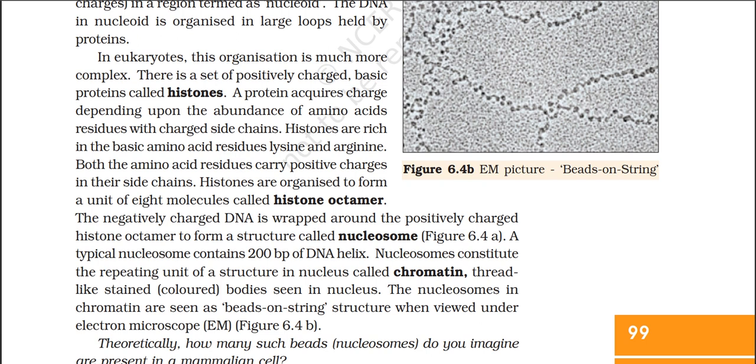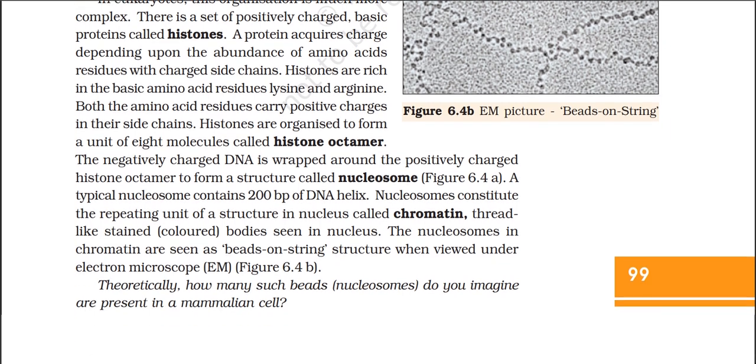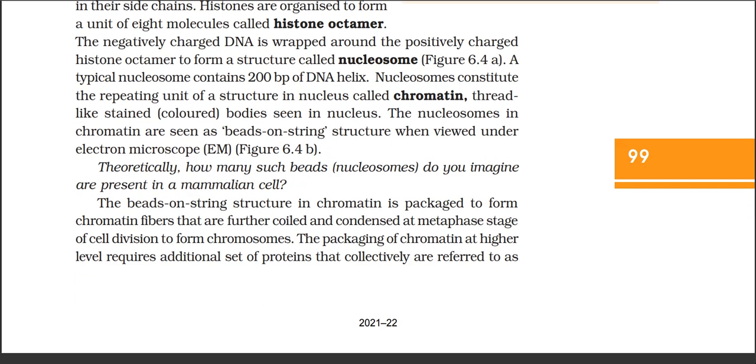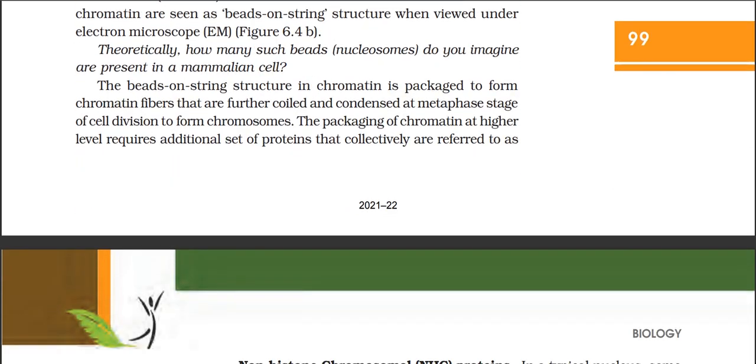A typical nucleosome contains 200 bp of DNA helix. Nucleosomes constitute the repeating unit of a structure in the nucleus called chromatin, thread-like stained (colored) bodies seen in the nucleus. The nucleosomes in chromatin are seen as beads on string structure when viewed under electron microscope (EM), figure 6.4b. Theoretically, how many such beads (nucleosomes) do you imagine are present in a mammalian cell? The beads on string structure in chromatin is packaged to form chromatin fibers that are further coiled and condensed at metaphase stage of cell division to form chromosomes.